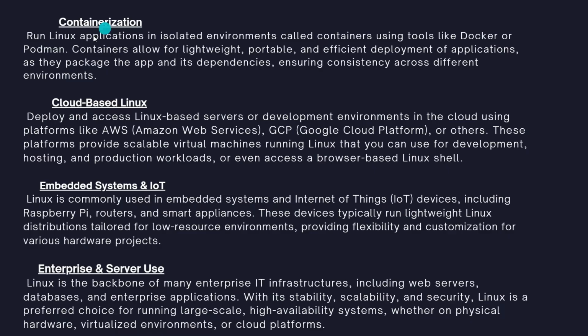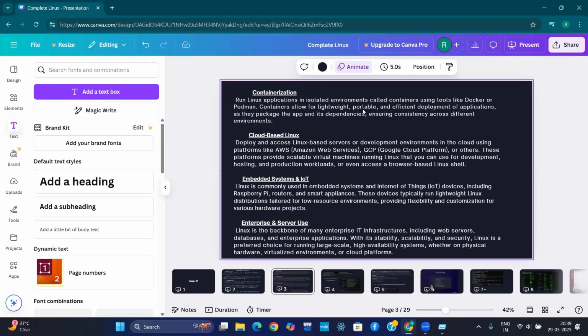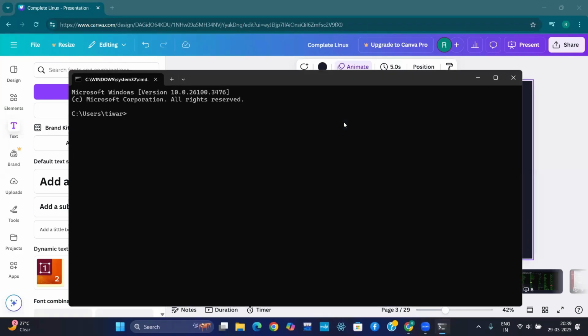Now I am showing what I want to tell you. Firstly, I will open our command prompt. Just write cmd. Okay, we are on the command prompt. It is Microsoft Windows, and here we just type wsl.